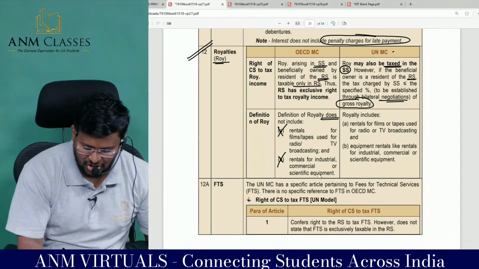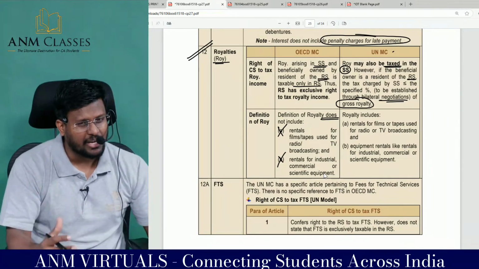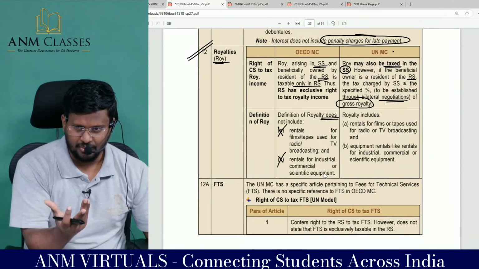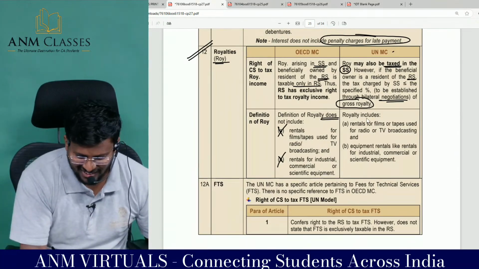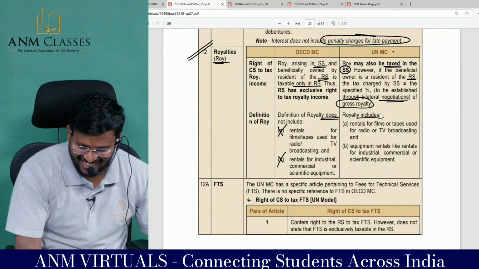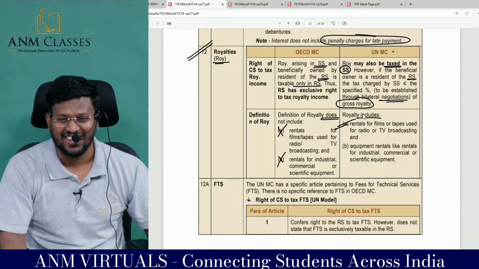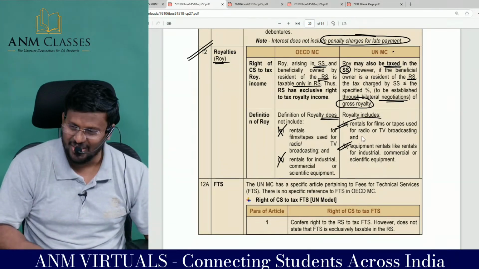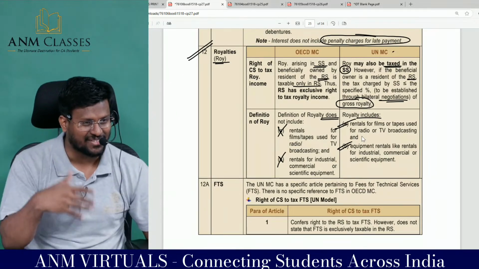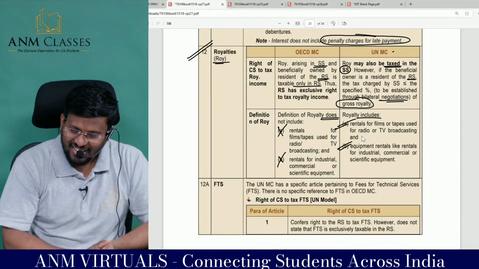And rental for industrial, commercial or scientific equipment. If you are renting equipment, what is the brain for the renting of equipment? Any person can rent that. Whereas under the UN model, everything should be royalty, man. Rental for film or tape used for radio or TV broadcasting should be treated as royalty. And equipment rentals, like rental for industrial, commercial and scientific equipment, should be treated as royalty. That's why everything is royalty.